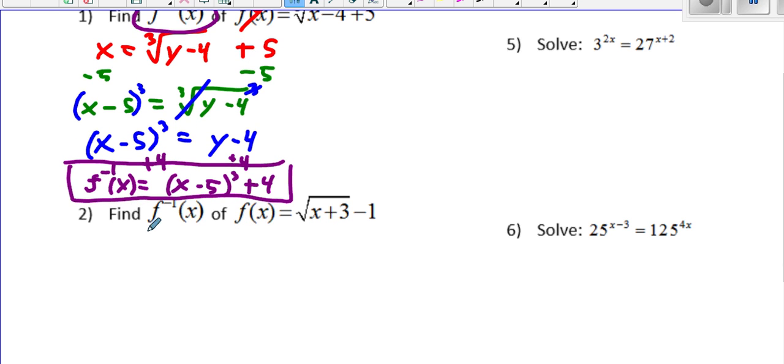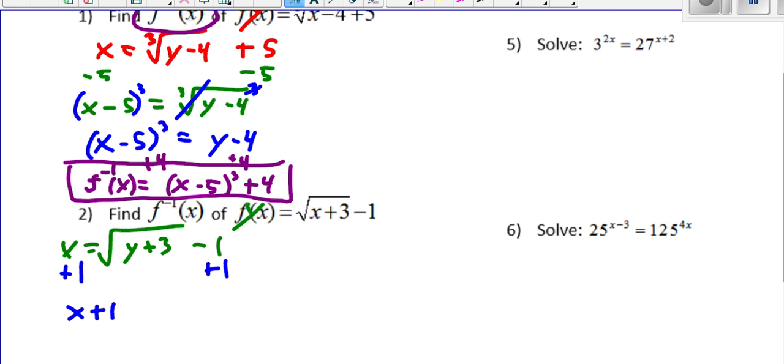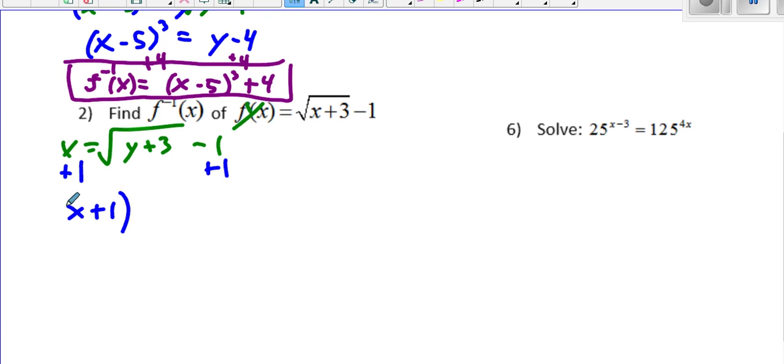So same thing for number 2 here. Finding the inverse, this is y, switch x and y. So this becomes x equals square root y plus 3 minus 1. Move the 1 over first to isolate. So that's x plus 1 equals the square root y plus 3.